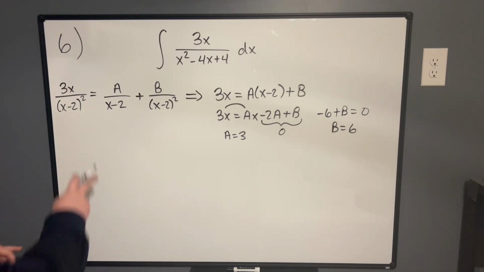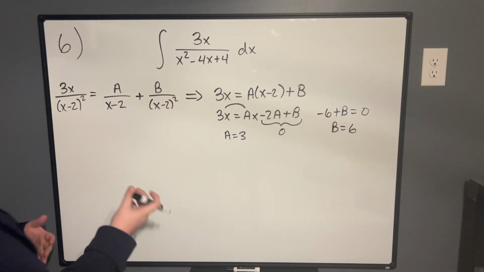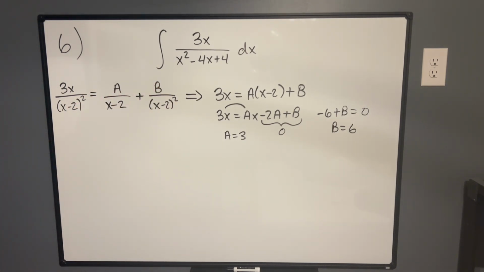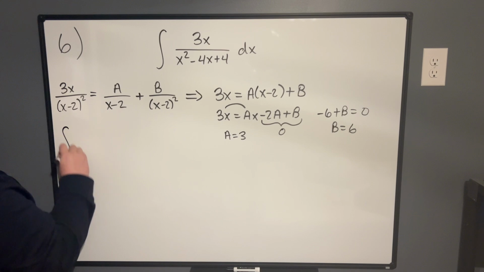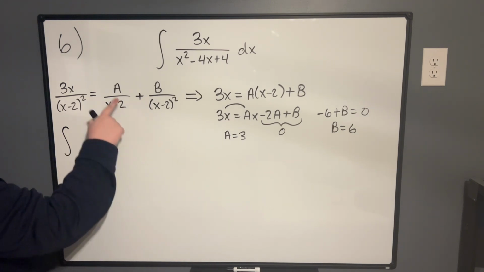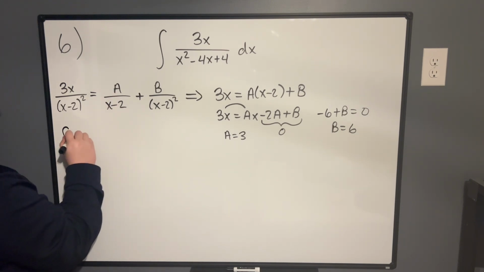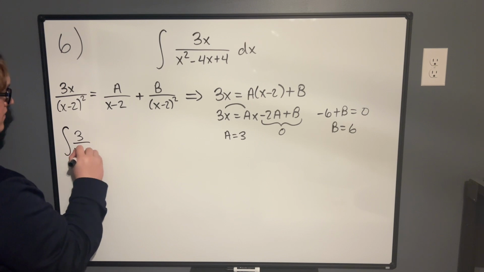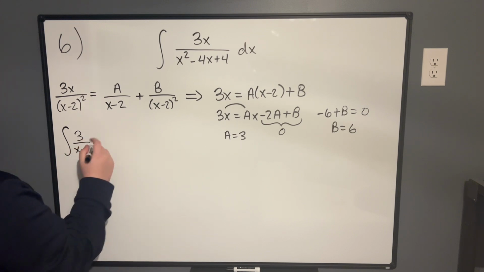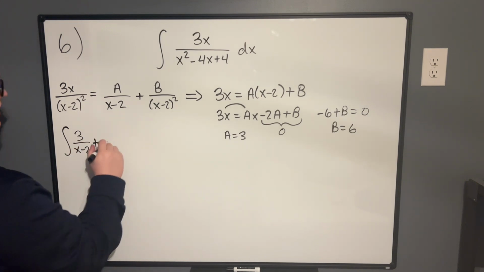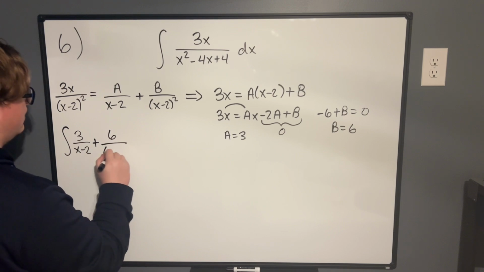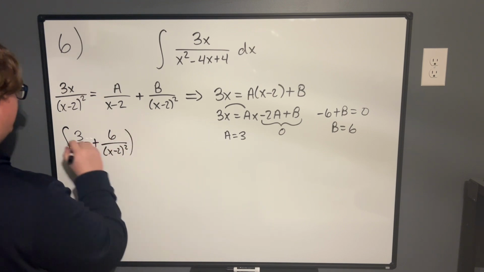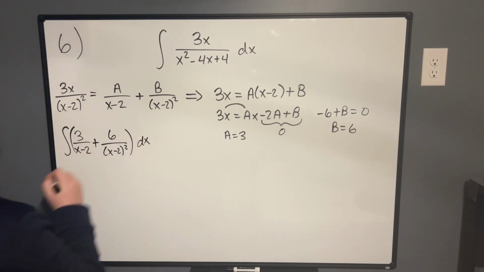If I plug in a 3 here and a 6 here, I'm going to get the same thing if I were to simplify those and combine them together. So then I can integrate this now. We'll pull down here. This is going to be a over x minus 2, so 3 over x minus 2, and then we have plus b over x minus 2 squared. So we're going to have 6 over x minus 2 squared.